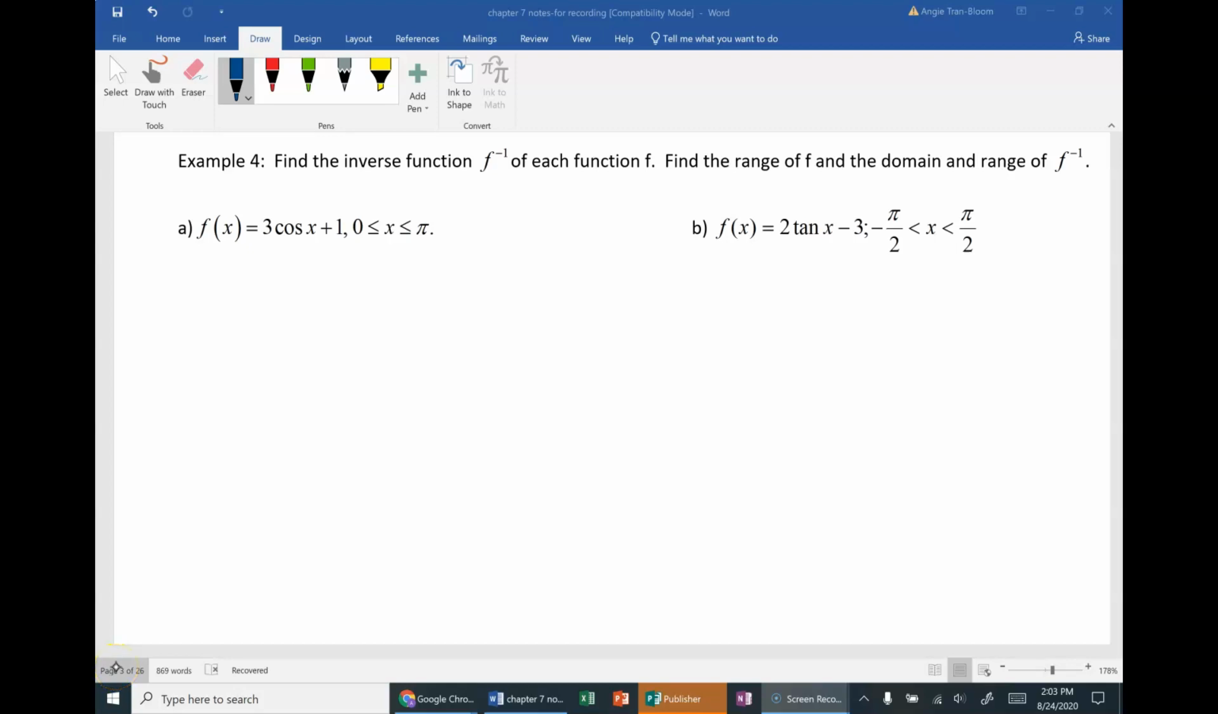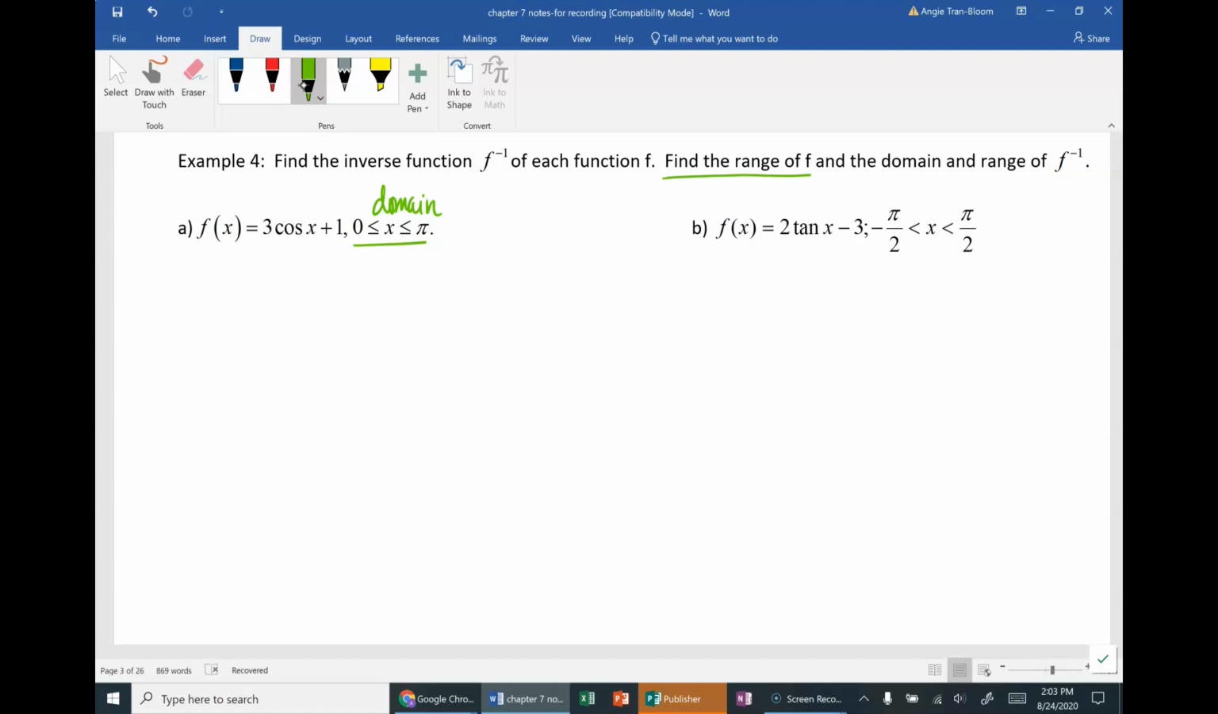Example 4: find the inverse function, f inverse, of each function f. Find the range of f and the domain and range of f inverse. Okay, so part A, f of x equals 3 cosine of x plus 1. This right here is the restriction for x, which means it's the domain of f. That's why the instruction says only find the range of f, because the domain's already provided for us.